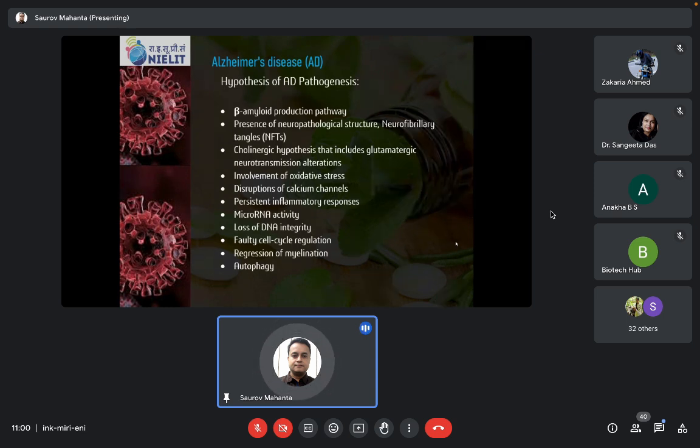The entire disease pathogenesis we have to study before going to target any protein or any enzyme as our drug targets. So we have to see the beta amyloid production pathway and the presence of neuropathological structures, neurofibrillary targets. We'll discuss this a little bit, not all. And there are many epigenetic targets also available for diseases like Alzheimer's disease.